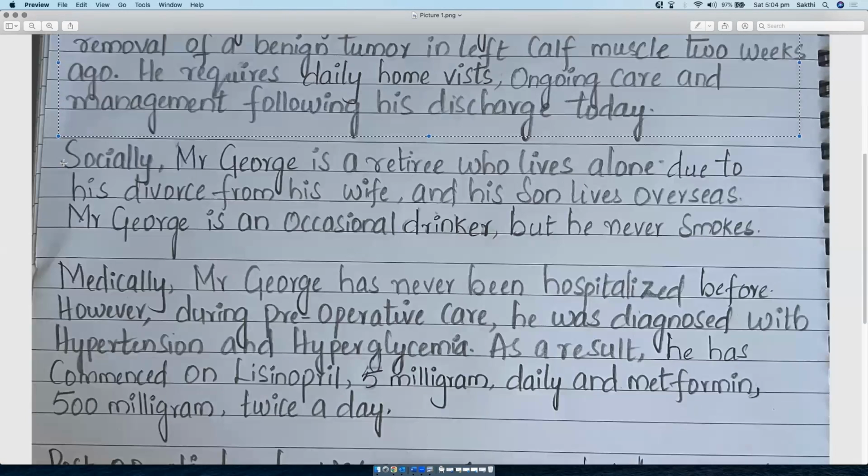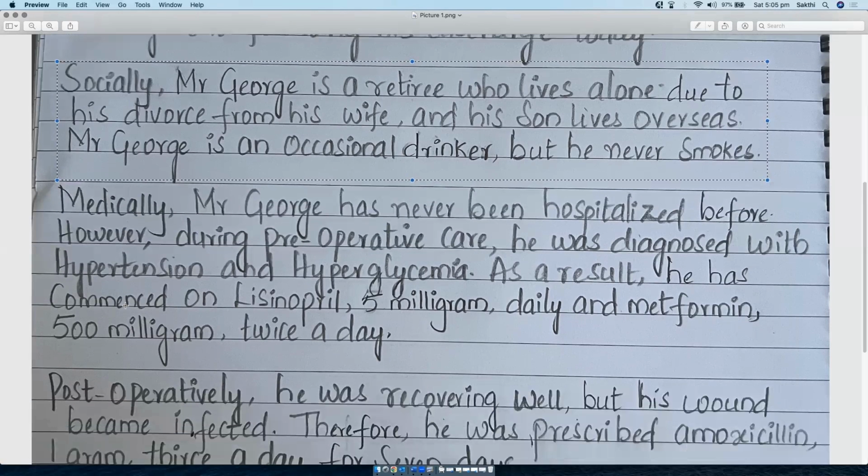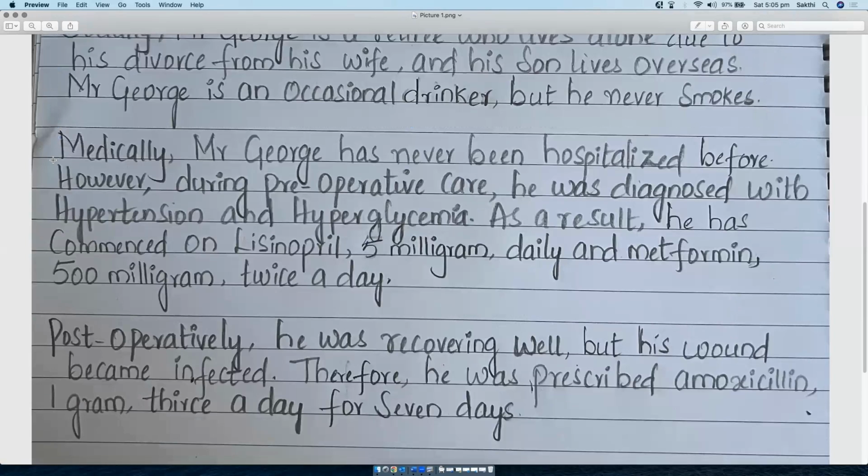So you started writing down the social background after that. Since this is to a community nurse, I'm quite happy whatever you have written down here. Socially, Mr. George is a retiree who lives alone due to his divorce from his wife, and his son lives overseas. That is absolutely great. Mr. George is an occasional drinker, but he never smokes. Perfect. This sentence is also good enough. The way you have written on the sentence structures in this paragraph looks great. Well done. You have done a wonderful job. Now, let's go through the medical paragraph.